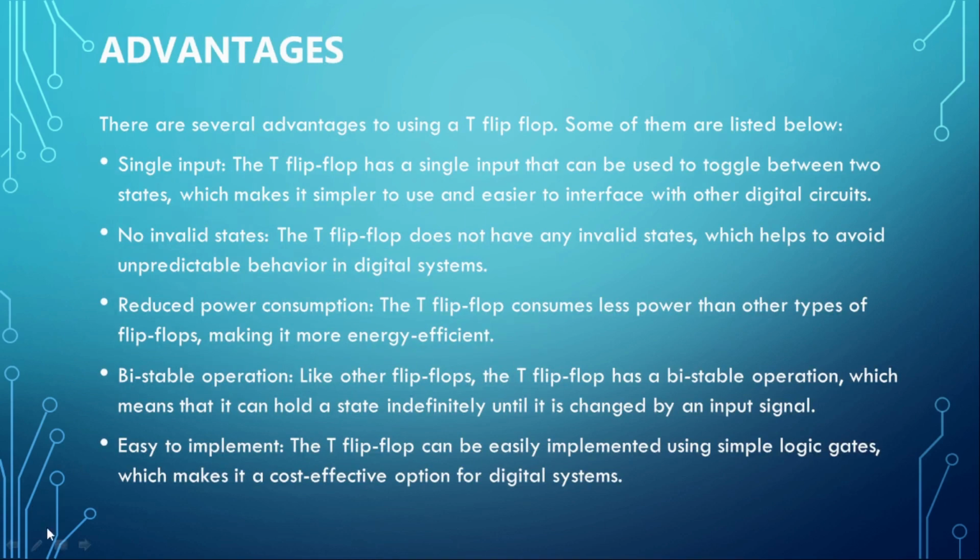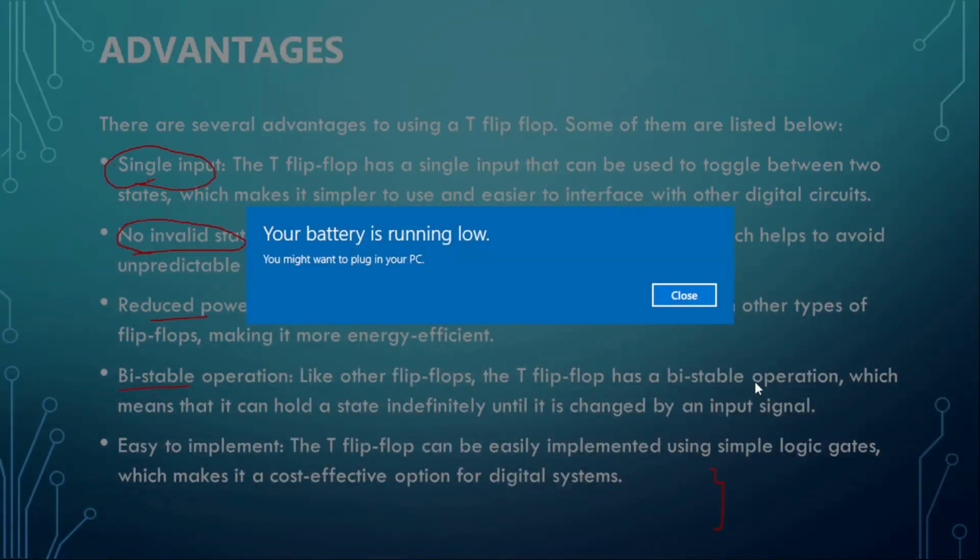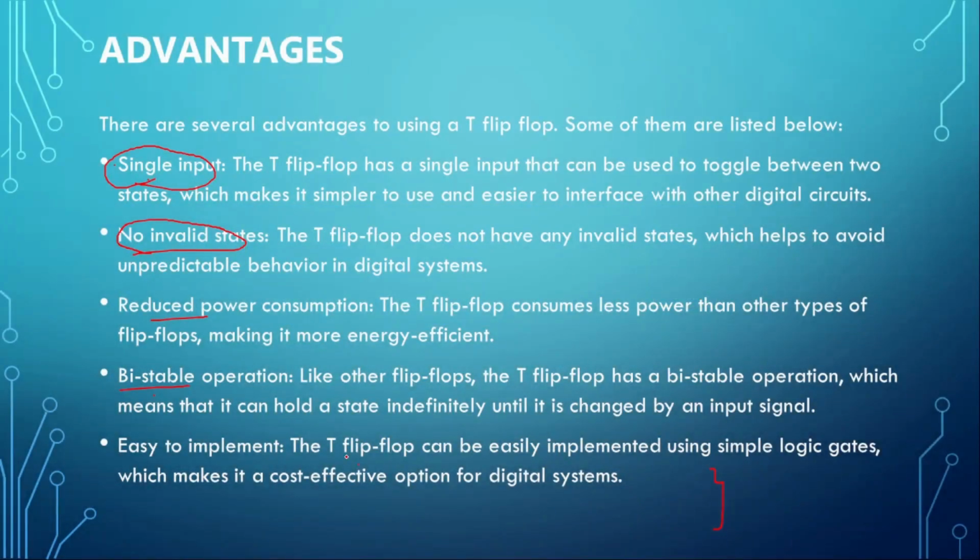What are the advantages of T flip-flop? Like D flip-flop, it also has a single input, that is T, and it has no invalid state like SR flip-flop. Like D flip-flop, it is also used in low power consumption, it is used in bistable operation and is easy to implement. We can implement it using logic gates, and it is very cost effective for digital systems.